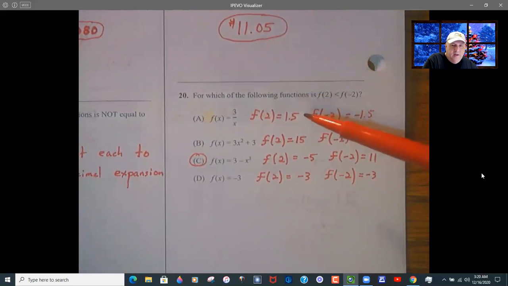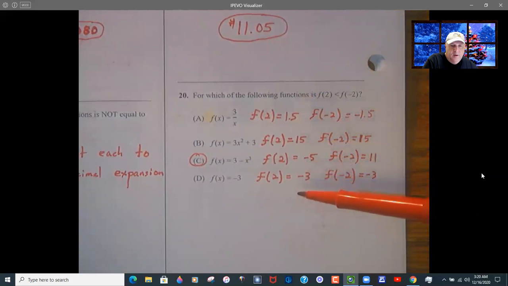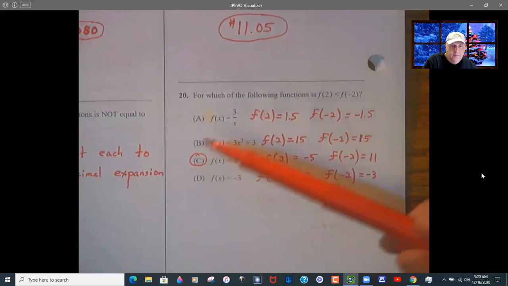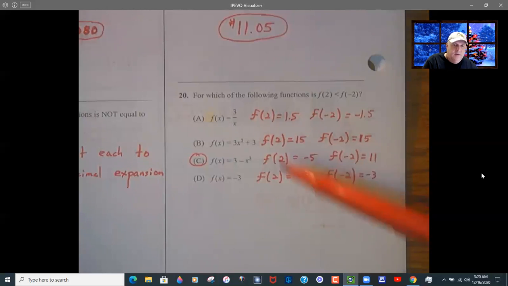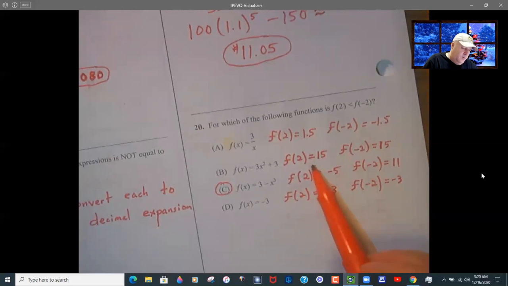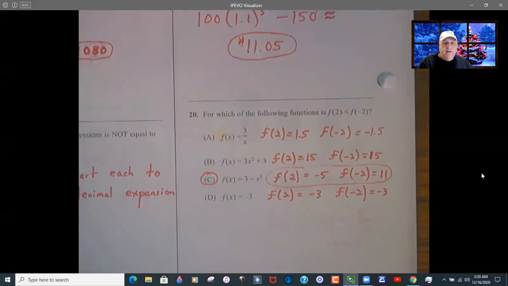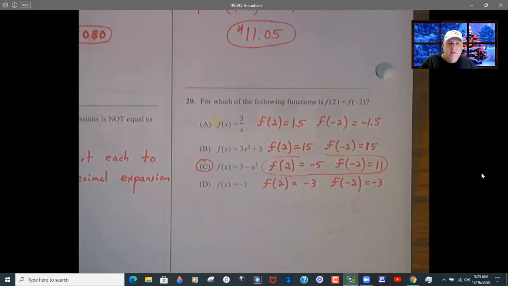So here you got to figure out f of 2 for every single one. And then you got to figure out f of -2. So you're substituting in, coming up with all of these, and then which one is this column on the right greater than the column on the left? And it's these two right here. And that is problems 11 through 20 on SAT practice test number 2.